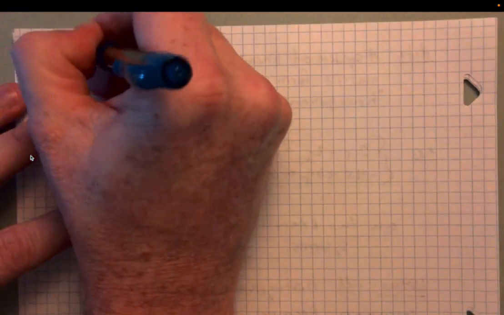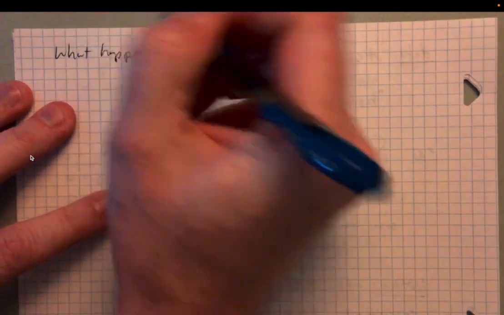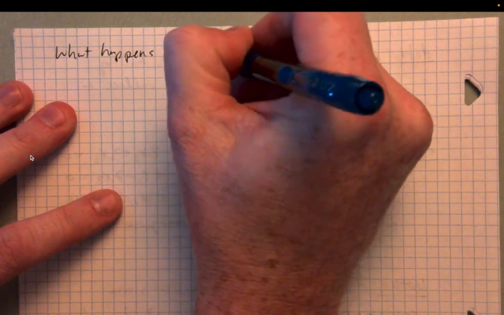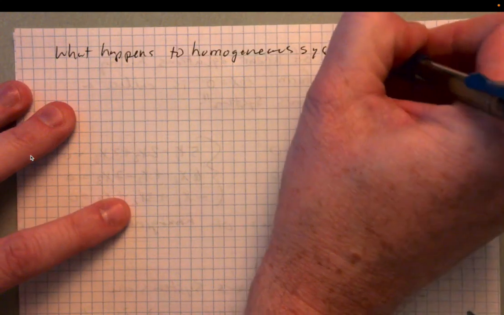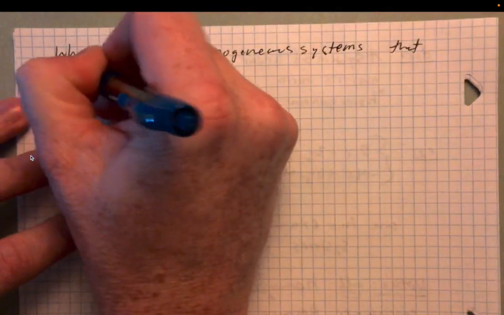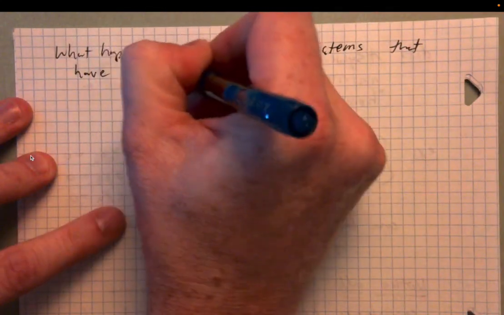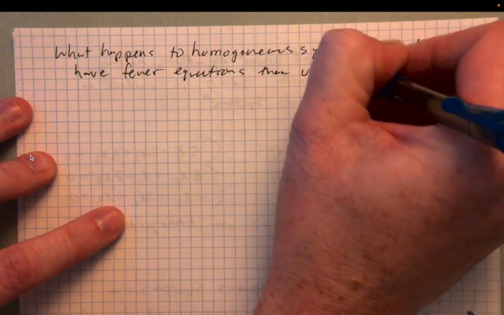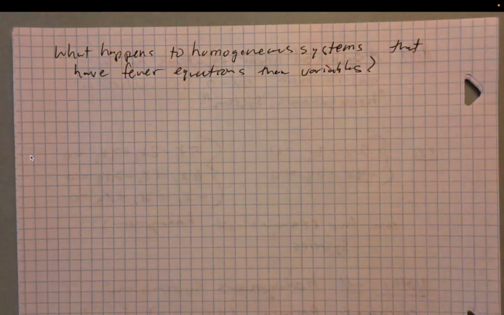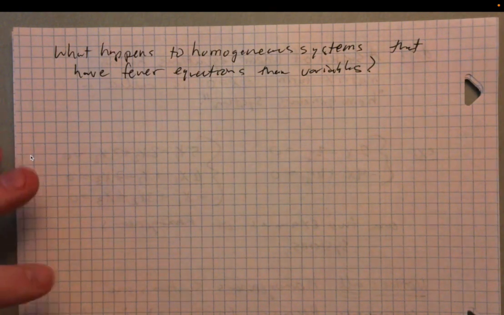Okay, so if a system has fewer equations than it does variables, what happens to homogeneous systems that have fewer equations than variables? Okay, I feel you may be sensing that this is going to imply something about those kinds of systems. So things that look like this.